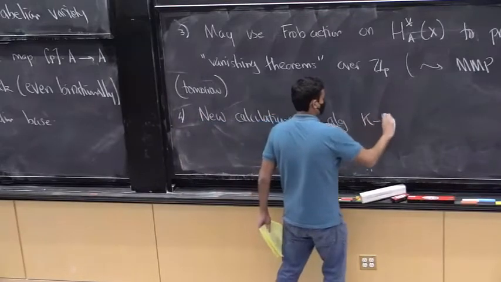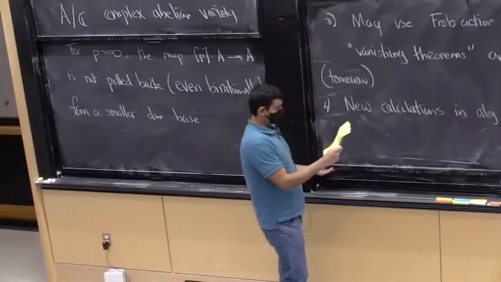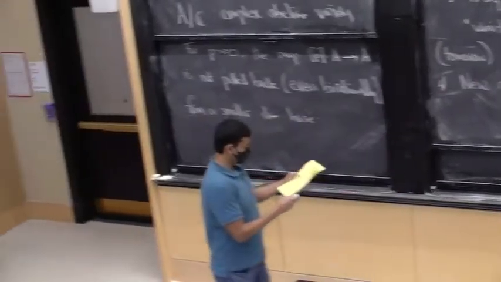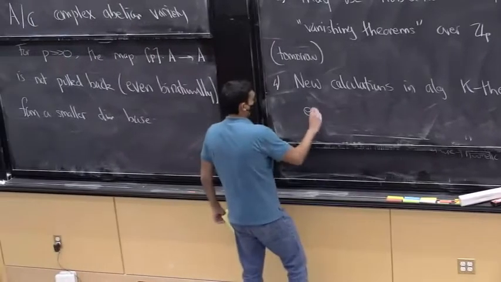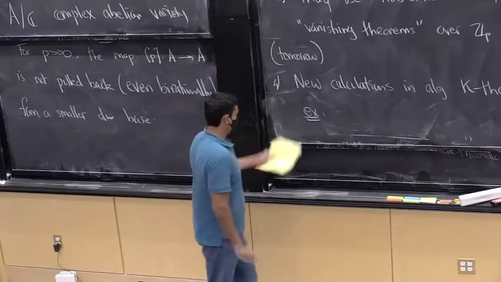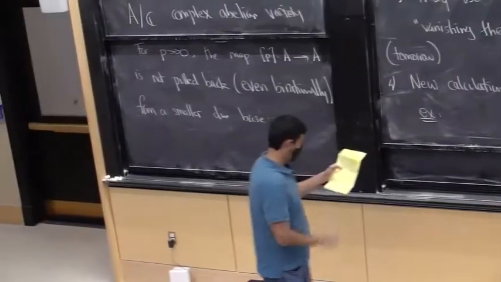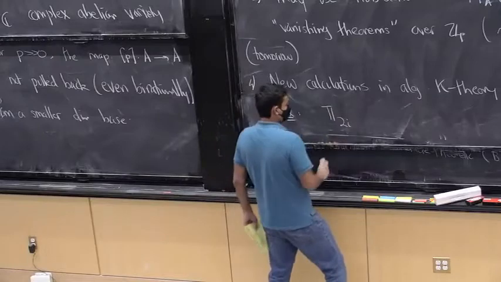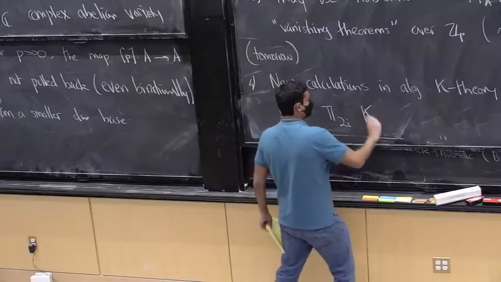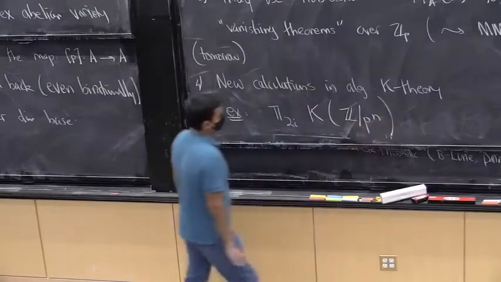So this is super recent. It's actually from two weeks ago. It was on the arXiv. There's this really nice announcement by Antieau, Krause, and Nikolaus, where they make substantial progress on what I believe was a big open question in K-theory. So let me just write it this way. π_{2i} of the algebraic K-theory of Z/p^n is 0 for i sufficiently large.